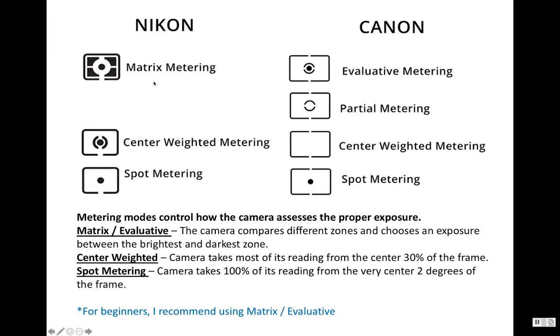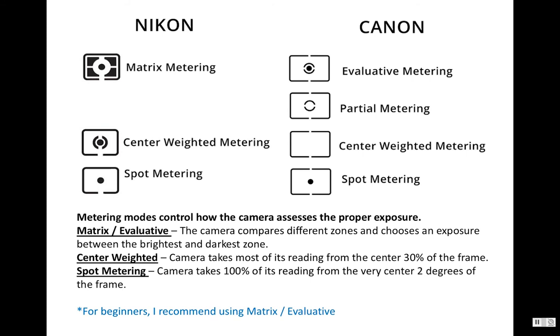Generally speaking, I would recommend using matrix, which is what Nikon calls it, or evaluative, which is what Canon calls it. Matrix or evaluative, in this case, the camera compares different zones, and it's basically looking at the brightest zone and the darkest zone and picking an exposure that kind of splits the difference.